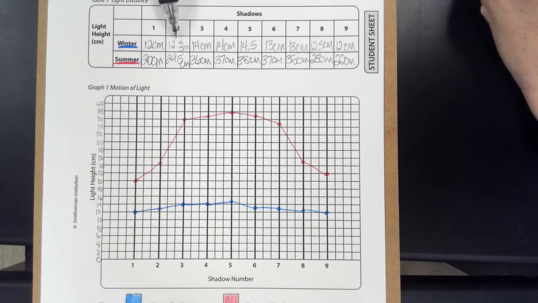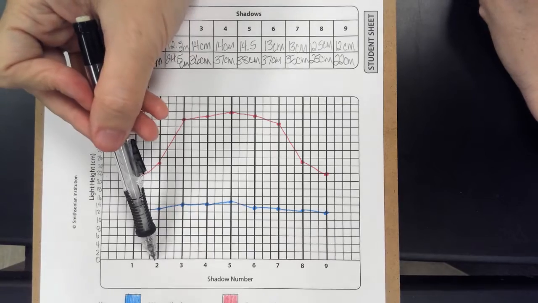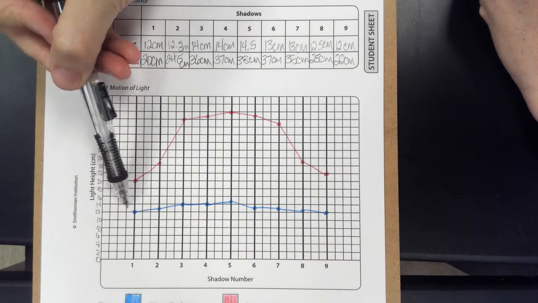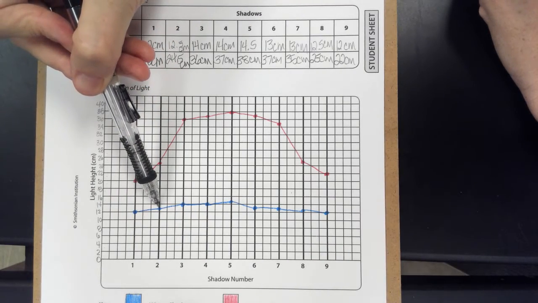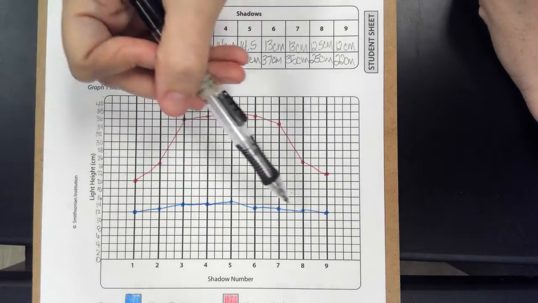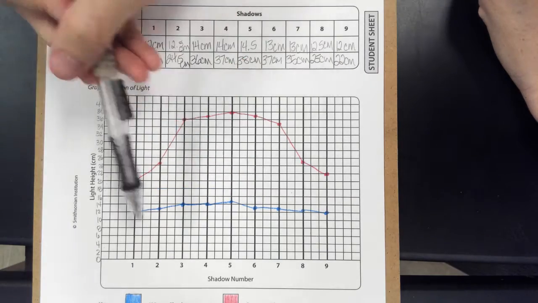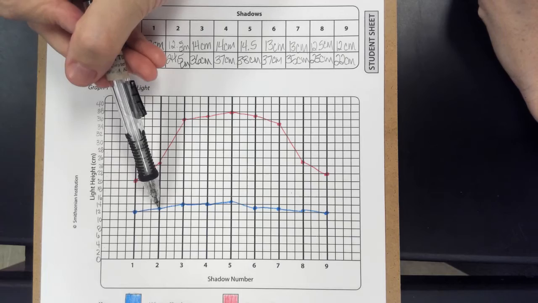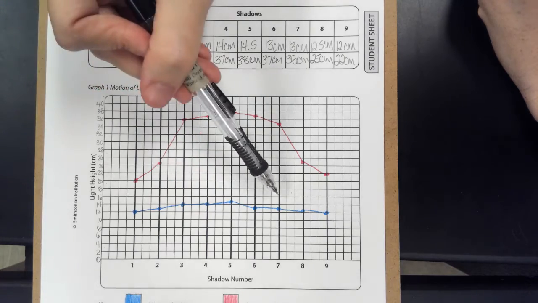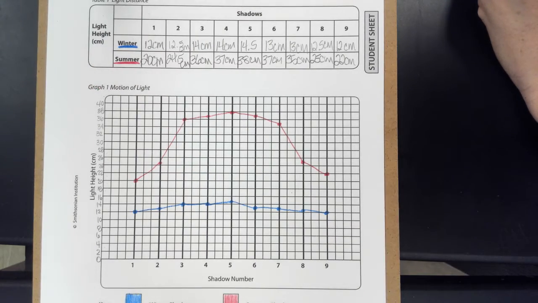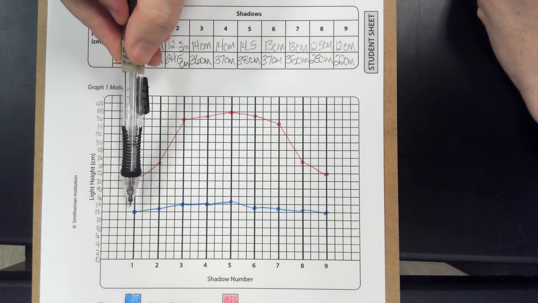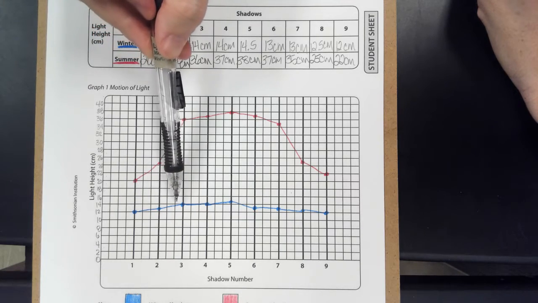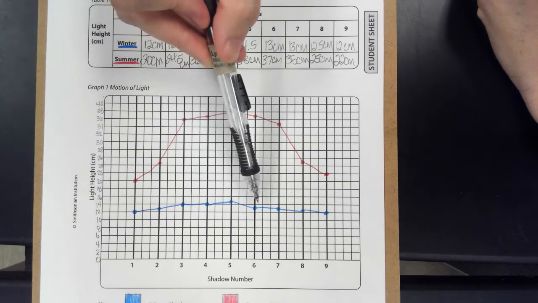Then shadow 2 is 12.5, so again I found where 2 met 12.5 and made a dot. And then I kept going. Once I had all of my dots plotted, we came back and we connected those dots to show the pattern of the wintertime shadows. And as you can see, during the day in the wintertime, the shadows do not change very much.